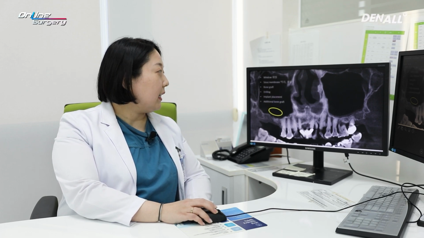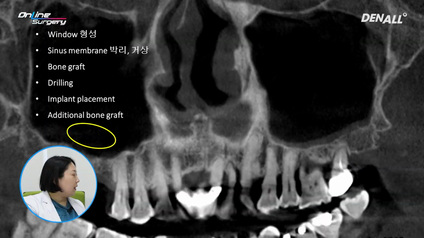Sequence of sinus bone grafting with lateral approach is as follows. First, as I marked on the CT, on the lateral wall, a window is created. To create a window, I usually use a straight angled round burr. After creating a window, Schneiderian membrane is detached and lifted. We need to be careful not to tear the membrane.